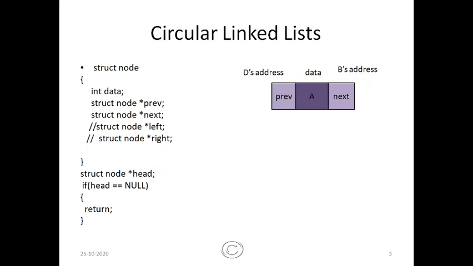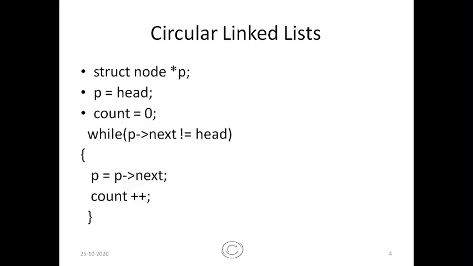And simply you can check the head address against null. If initially the first address of the circular linked list is null, then we will return to the main program. Now we define another pointer, struct node star p, and p will be assigned the head address. Now we initialize count equal to 0, which is of integer type.